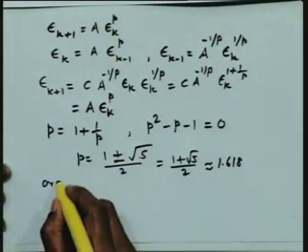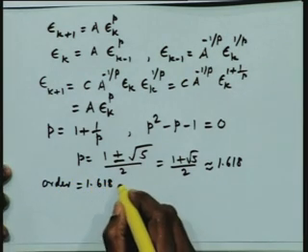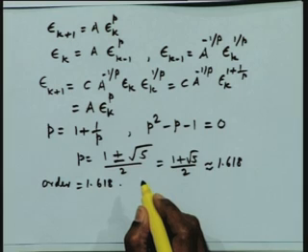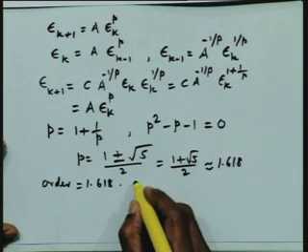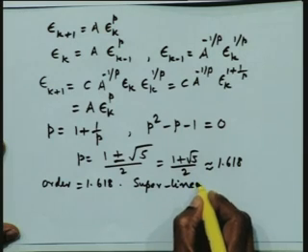We will call this order 1.618, and we shall call this superlinear convergence, between linear and quadratic. So, I will call this superlinear convergence.